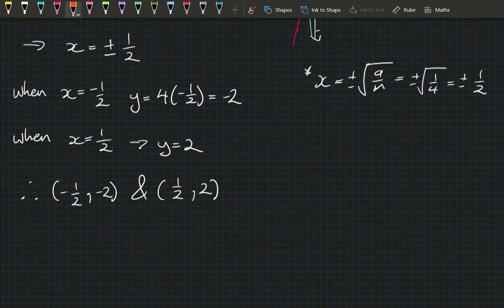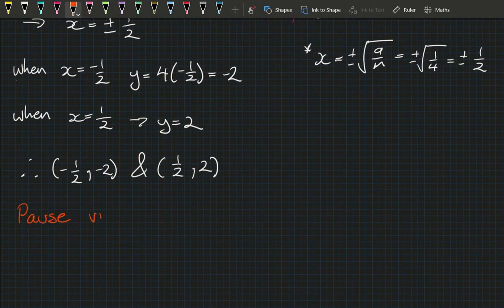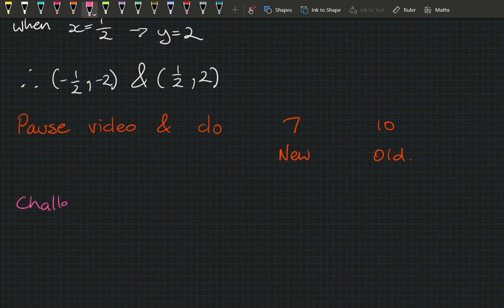Anyhow, right about now, you should pause the video and do question 7 in the new book or question 10 in the old book. And just like in our last lesson, I think some of you will find the intersections they give us in the lesson a little bit too easy. So I have a little challenge for you.